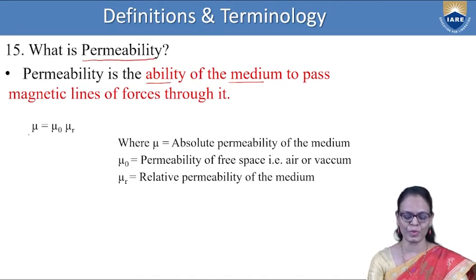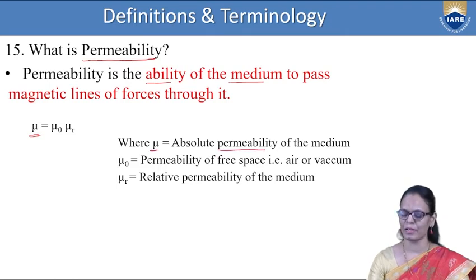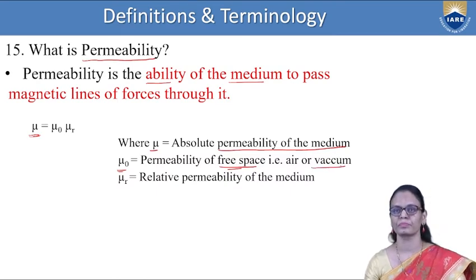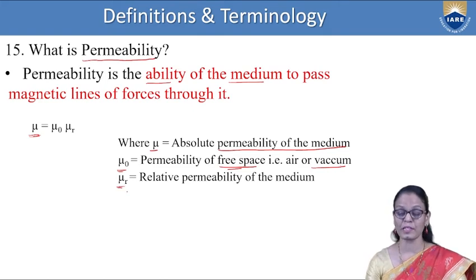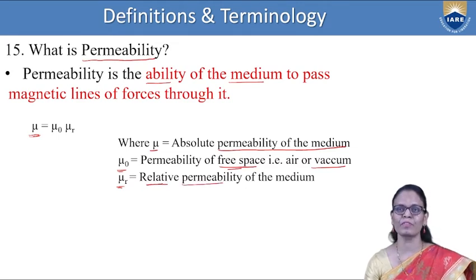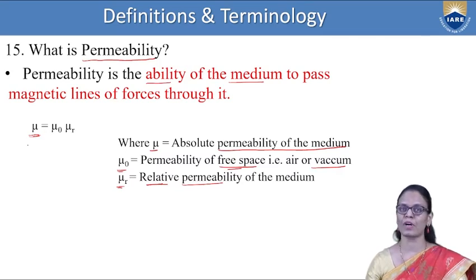Here mu is the permeability of the medium, and mu naught represents the permeability of free space, or air or vacuum. When we are talking about free space, it can be air or vacuum. Then mu r represents the relative permeability of the medium. Relative permeability means the permeability of the medium with respect to the permeability of free space. That is how we define permeability.